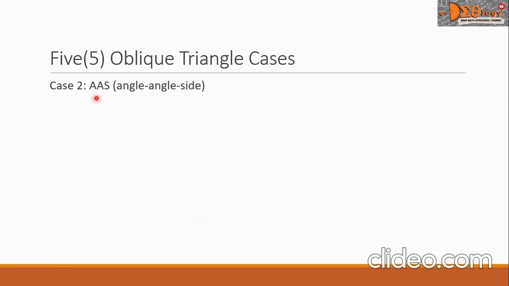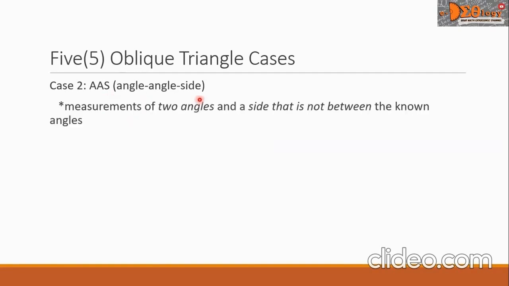Case 2 is AAS, which means angle, angle, side. In this case, measurements of 2 angles and a side that is not between the known angles are given. Here is an example of a triangle with 2 angles, namely 30 degrees and 50 degrees respectively. And there is one side, and this is 7 centimeters. We can see here that this 7 centimeter side is opposite the 50 degree angle.